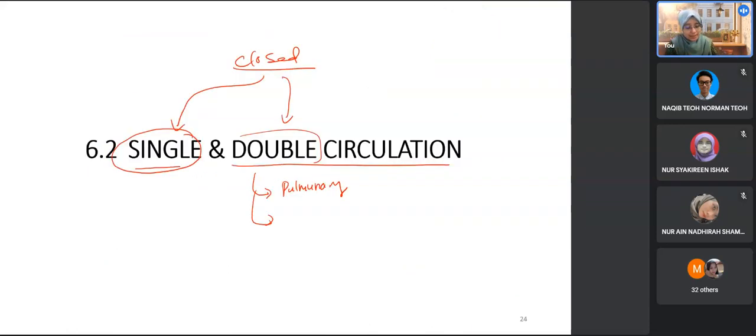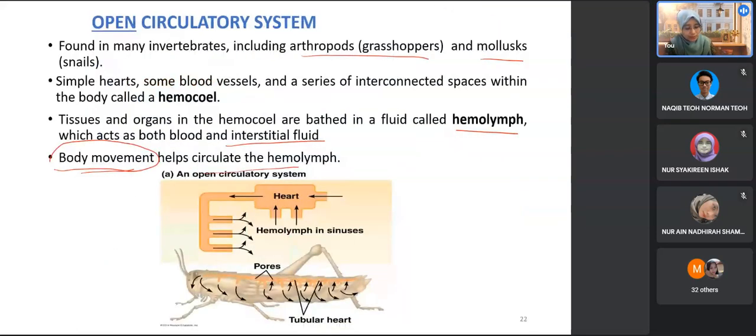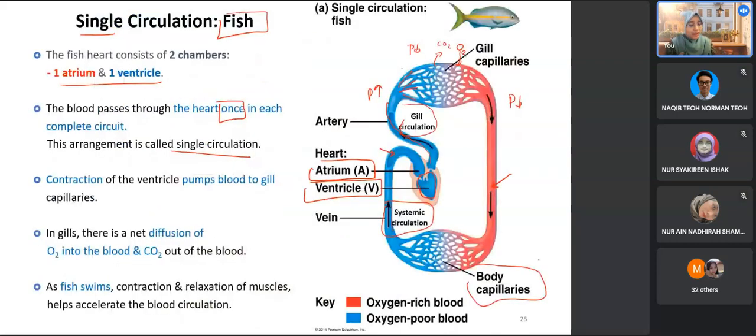Earlier, for insects, it also depends on body movement. For fish, because the blood pressure reduces as the blood moves out of the gill capillary, in order to aid in the movement of blood throughout the body in the systemic circulation, the swimming motion will also aid in the movement of blood.